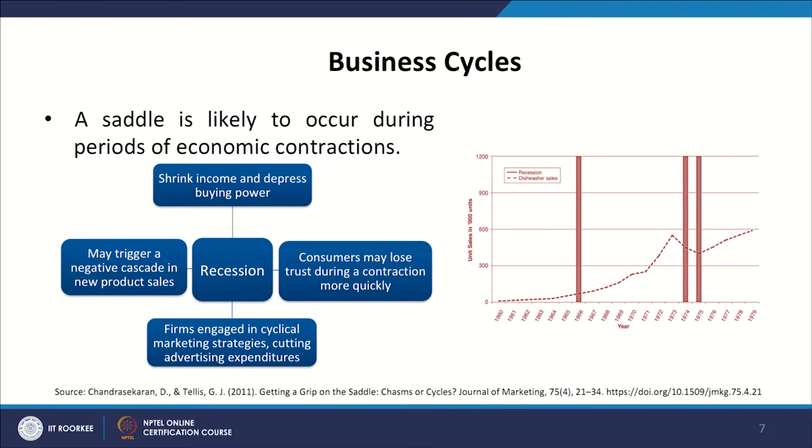And lastly, related to that, it may trigger a negative cascade in new product sales. Recession is at the heart of it. So, recession may generate a cascading effect on product sales. And then the graphical representation shows a picture which is as good as a saddle. So, this is also one of the explanations for that.